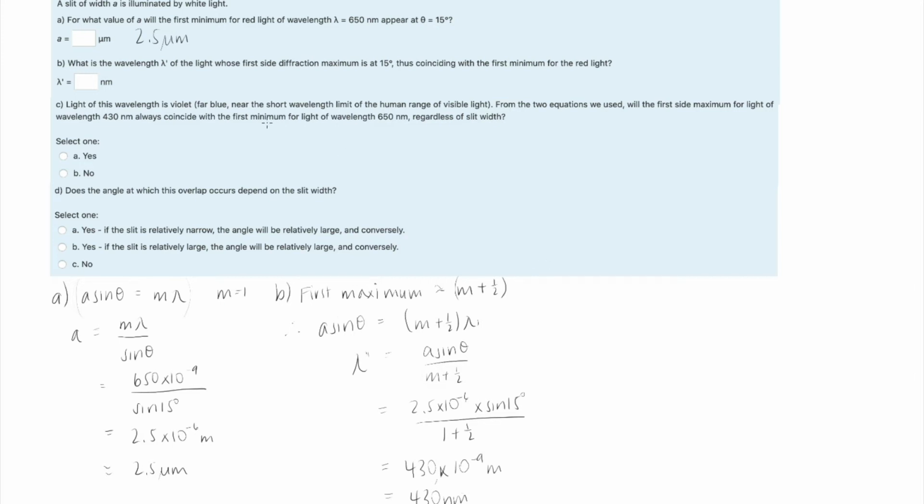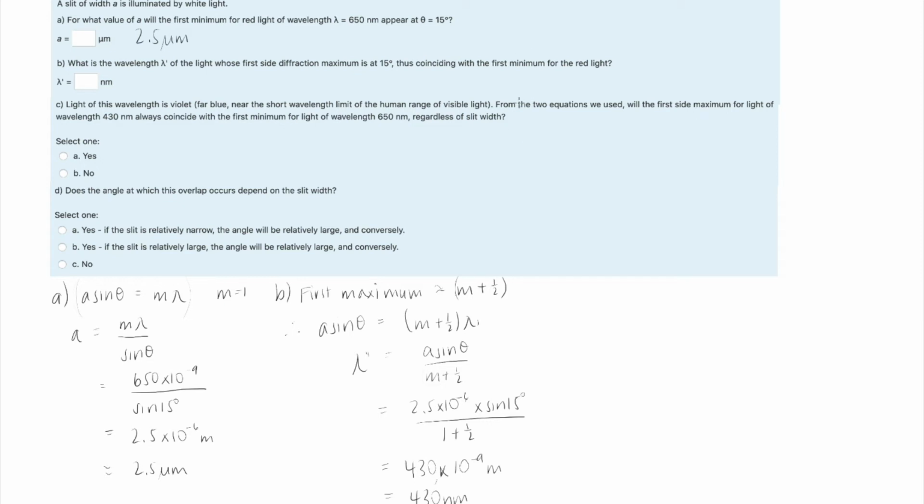Part C. Light of this wavelength is violet, far blue, near the short wavelength limit of the human range for visible light. From the two equations used, will the first side maximum for light of wavelength 430 nanometers always coincide with the first minimum for light of 650 nanometers, regardless of the slit width? Okay, so there's a couple of ways in which we can think about this, I suppose.